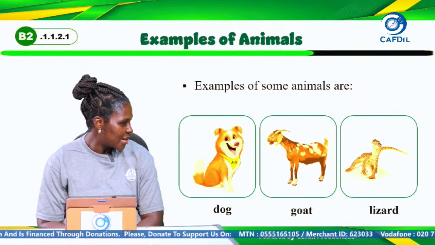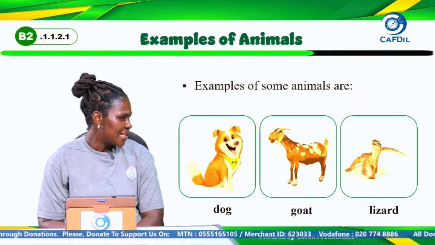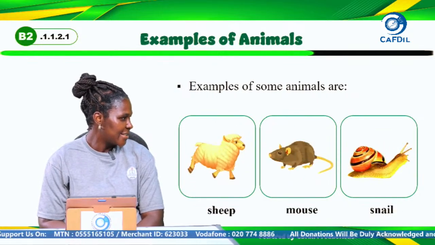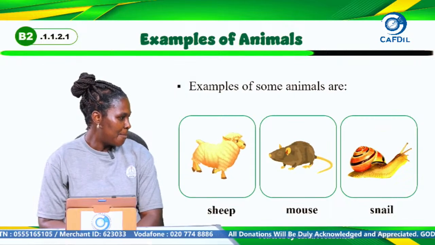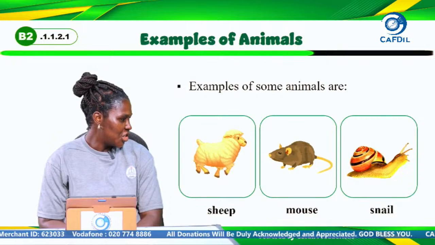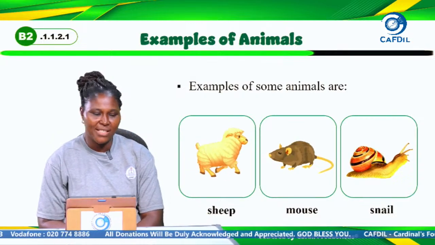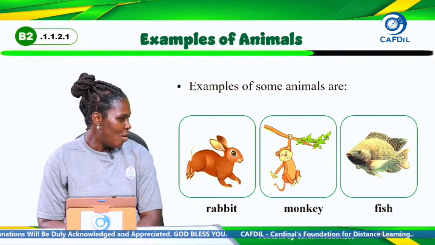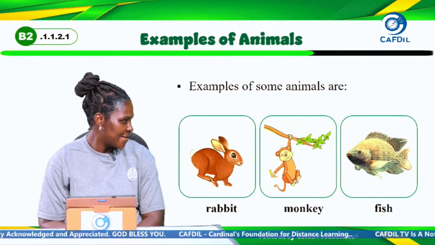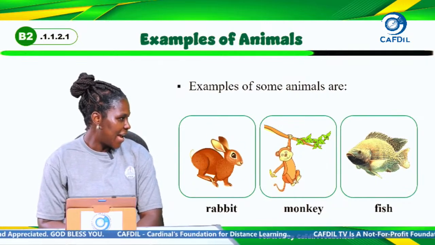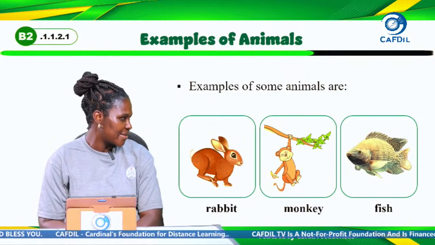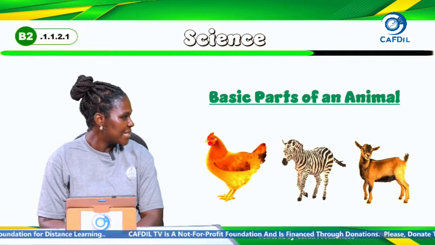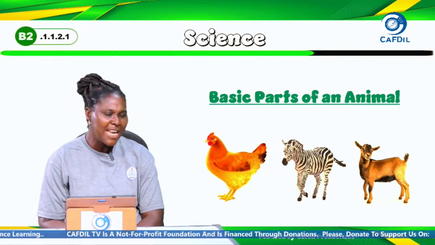We have dog, goats, lizard. Sheep, mouse, snail. Rabbits, monkey, fish. They are examples of some animals. Yes, we are coming to look at the basic parts of an animal.